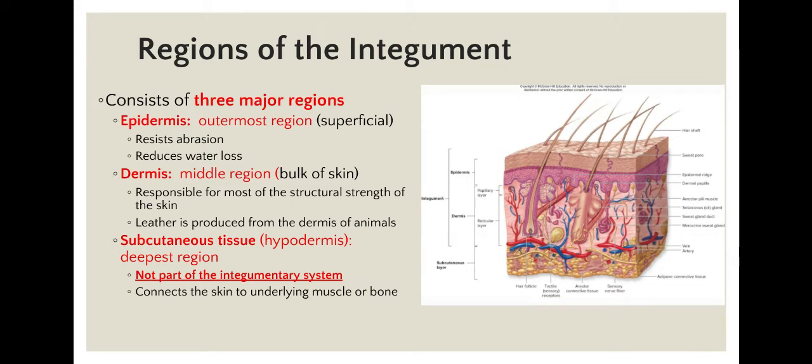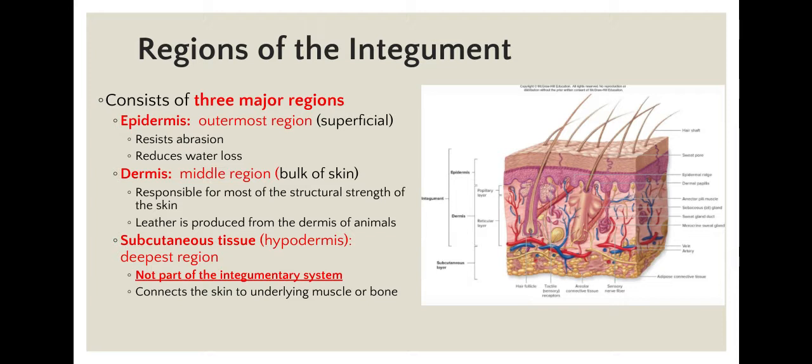Let's break the integument down into some major regions, and then we'll look at each of those regions specifically. So we'll start with the epidermis. Epidermis is the outermost or most superficial region. Really, its main goal is going to be to protect against abrasions and cuts and that friction from the outside world. It also works to reduce water loss. So it's going to keep water in the body and prevent it from being evaporated away.